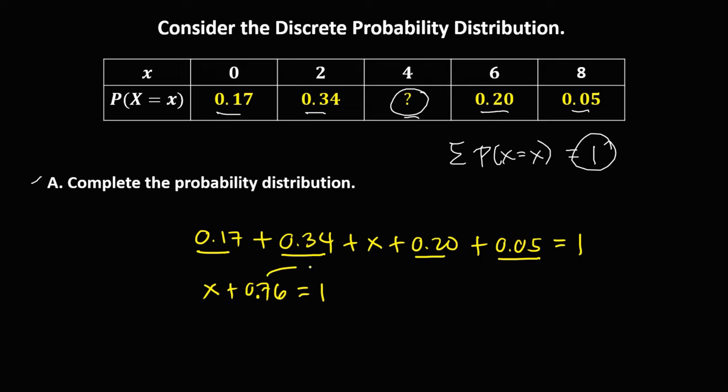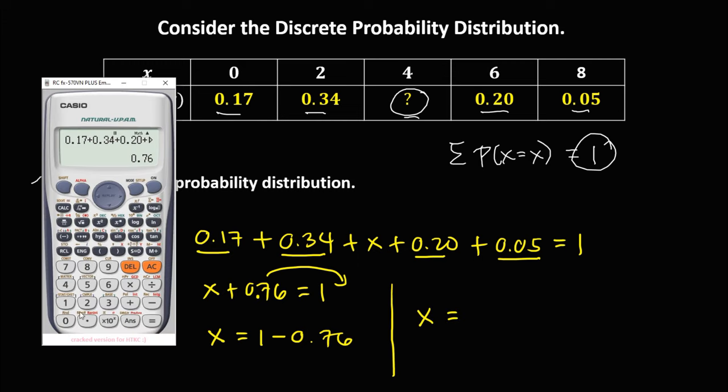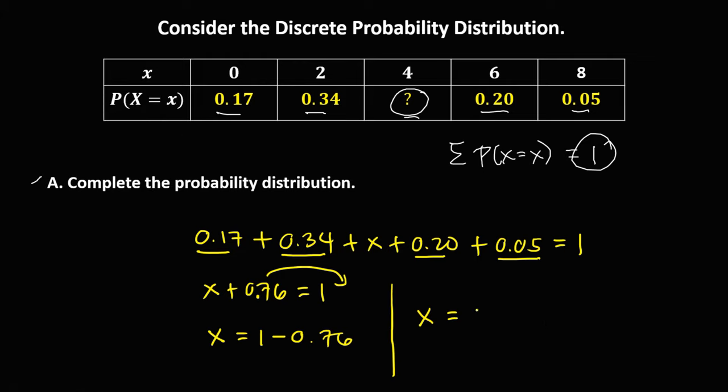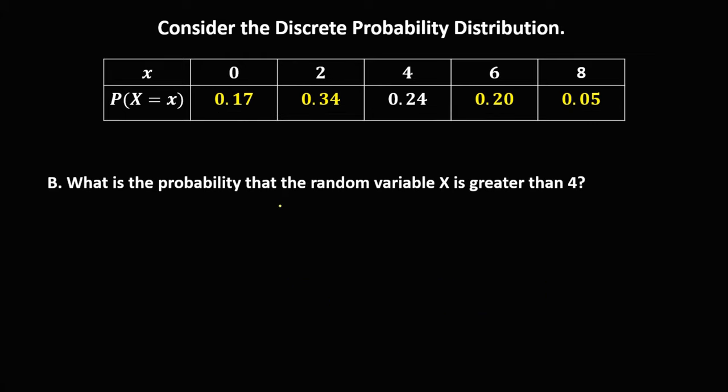Then to solve for x, transpose this 0.76, so we have x equals 1 minus 0.76. So therefore, x is equal to 1 minus 0.76, that's 0.24. So the unknown probability is 0.24. Then for this problem, what is the probability that the random variable x is greater than 4?